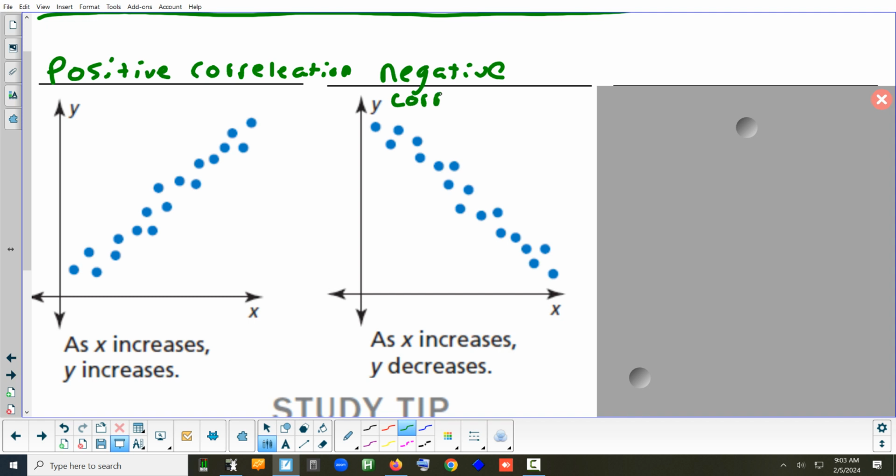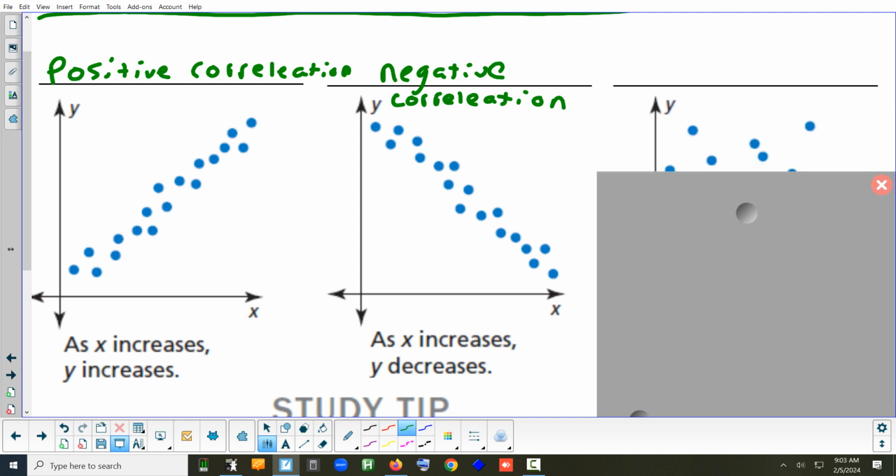So negative correlation. And what a negative correlation means is if you were to take your points and draw a line through them, it would look like a negative slope. As the x value goes to the right, the y value is dropping down. That's called a negative correlation. And again, that's a pretty good one. The points are almost in a perfectly straight line.